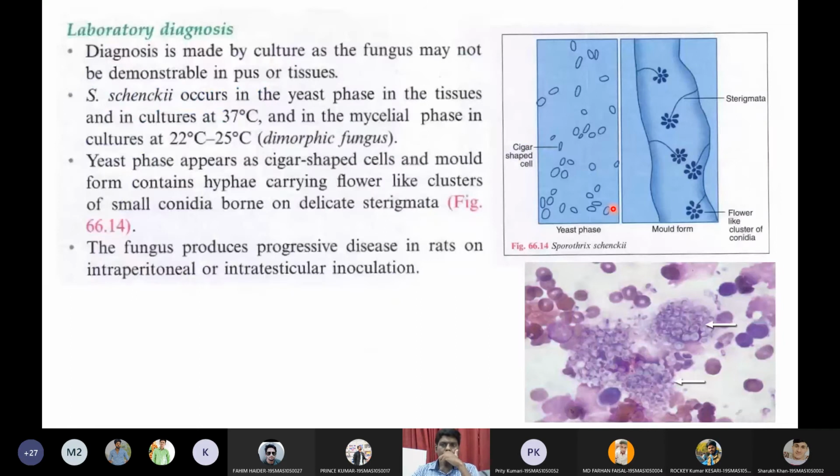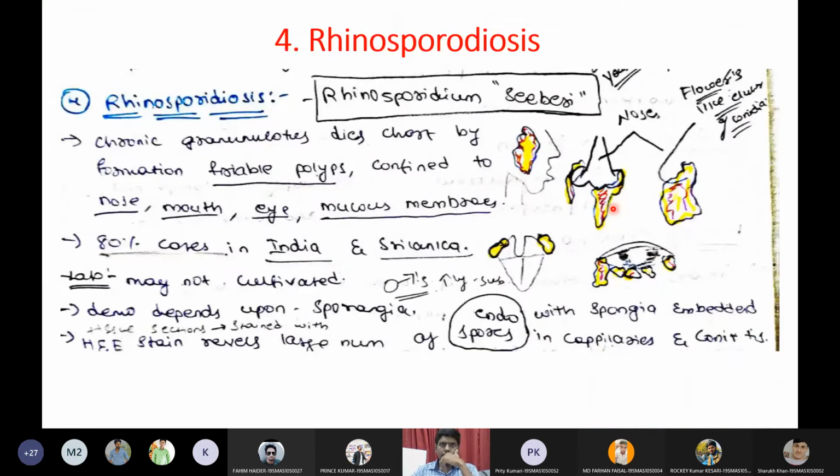Then the last and final subcutaneous infection is rhinosporidiosis. As I said, rhinosporidiosis is a fungal infection of the nose. Rhino means nose; in Greek, nose is called rhino. So it is a spore-forming fungal infection of the nose. That is the meaning of the name.